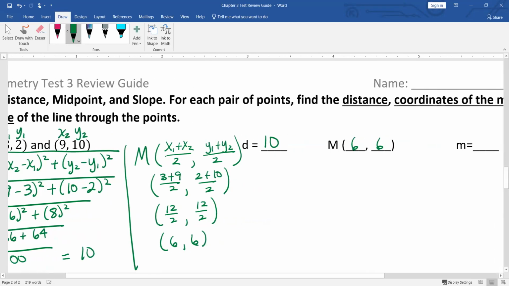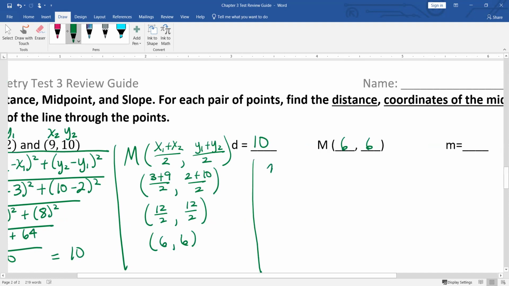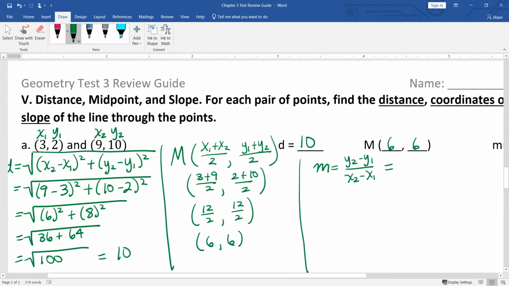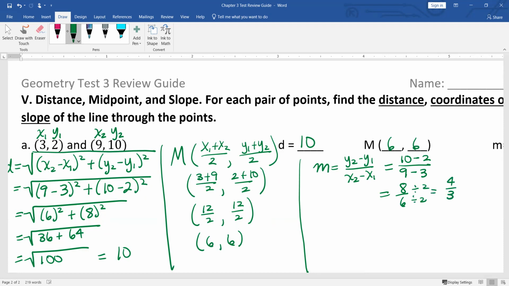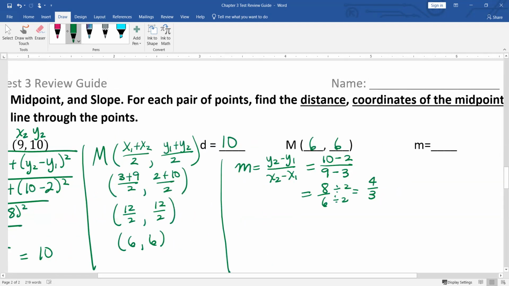Easy enough. All right, last one is slope. Slope formula is rise over run. So it's the difference in y over the difference in x. So y2, that's 10 minus 2 over 9 minus 3. 10 minus 2 is 8. 9 minus 3 is 6. Reduce. We get 4/3. Positive 4/3. So we have our slope, 4/3.